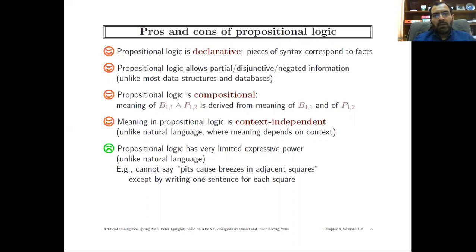Number two, propositional logic allows partial, disjunctive, negated information, unlike other data structures, because there we have various facts, and all those facts are separately represented. They are disjunctive in nature. And sometimes it gives you partial information, because you don't have the complete information about a fact, but you have a given fact and therefore you have to represent it. So in propositional logic, you may represent partial information or disjunctive information.